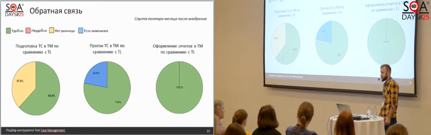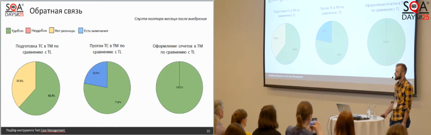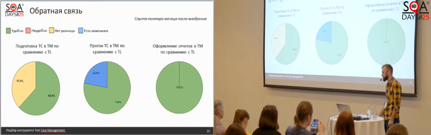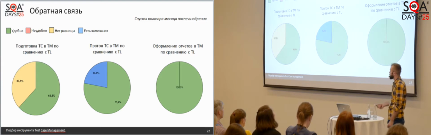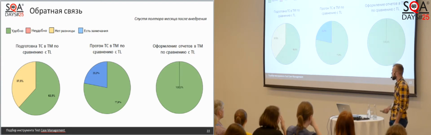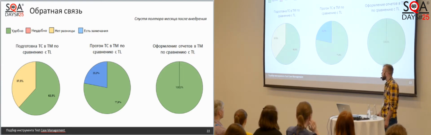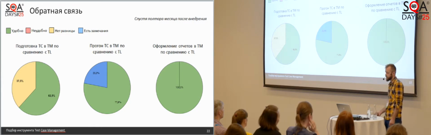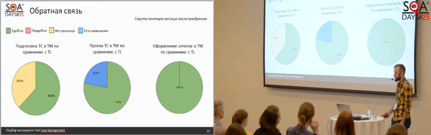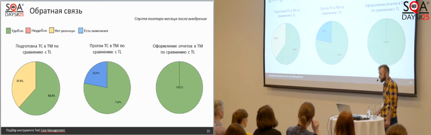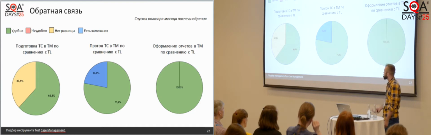And equally important for us is to collect feedback from the end users who work with this instrument every day, so that we can learn from them whether this decision to change the instrument was good and whether it went for the better. Let's look at different pie charts. First one is more user-friendly preparation of cases and test management vis-a-vis TestLink. And the bigger percentage of users find it more convenient. Some of them don't care.